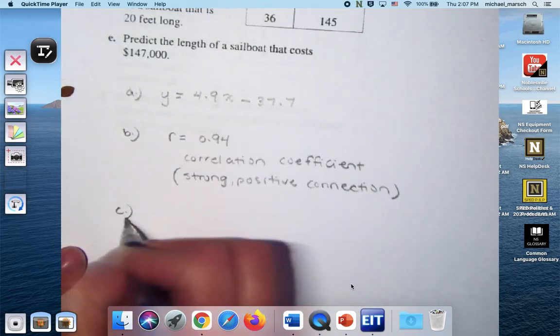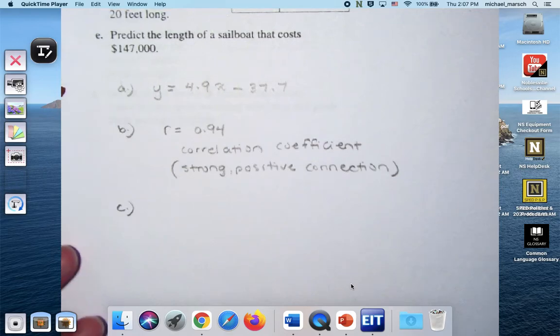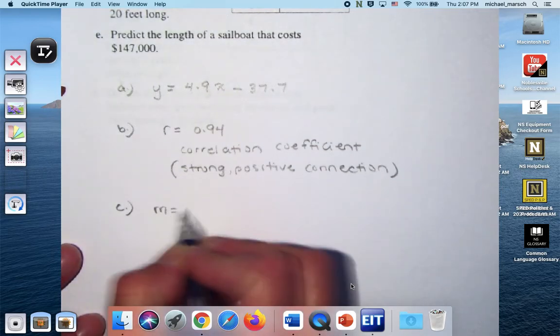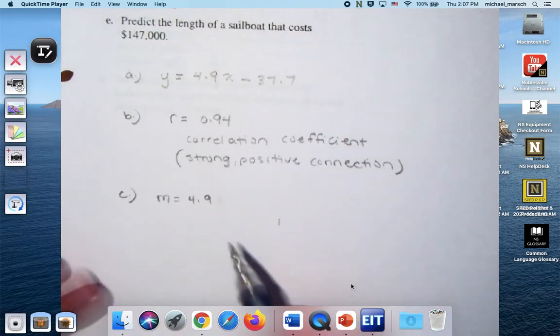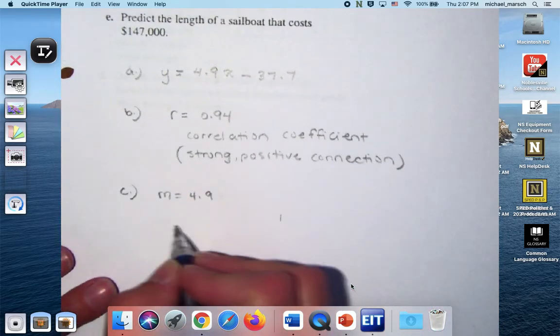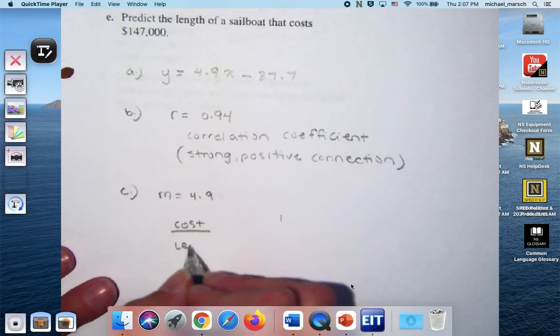C says interpret the slope and y-intercept. Okay, well my slope is 4.9, right? So that is telling me that is the cost over the length.